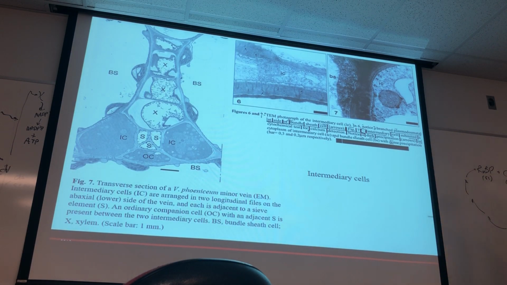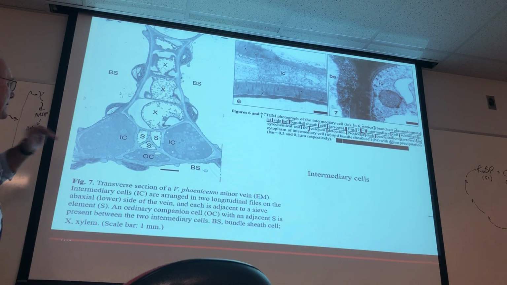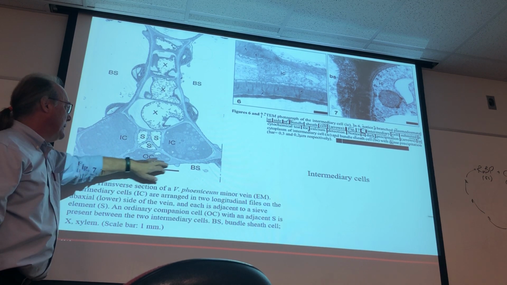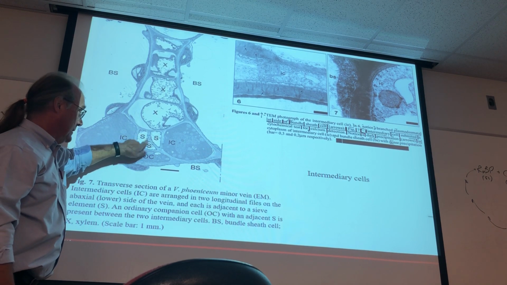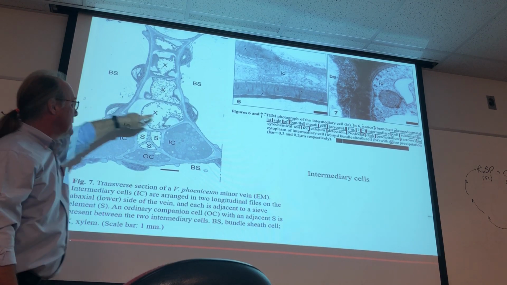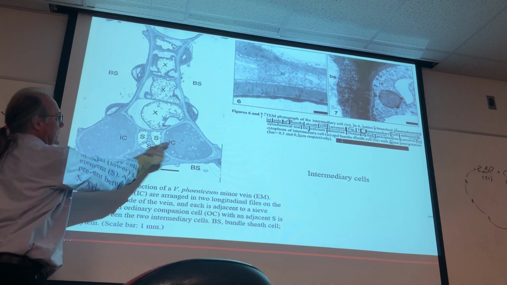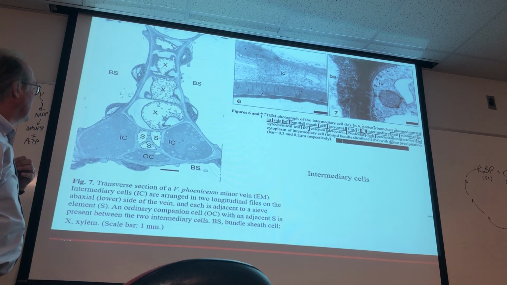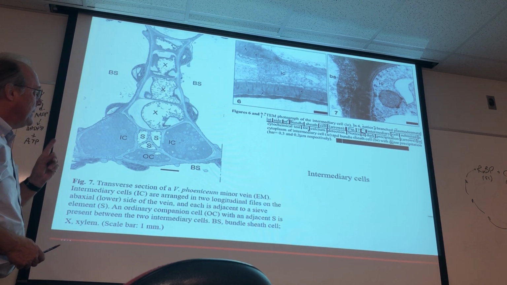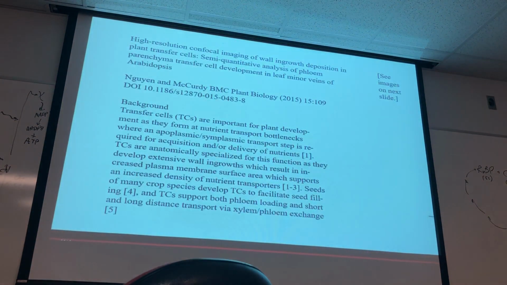Here's another one. I think it's a plant with intermediary cells. An ordinary companion cell. These are the sieve elements. Here's the xylem. Here are the bundle sheath cells. Here are the chloroplasts that are doing the photosynthesis, right in place. Ordinary companion cell, intermediary cells. The intermediary cells are the ones with lots of plasmodesmal connections.